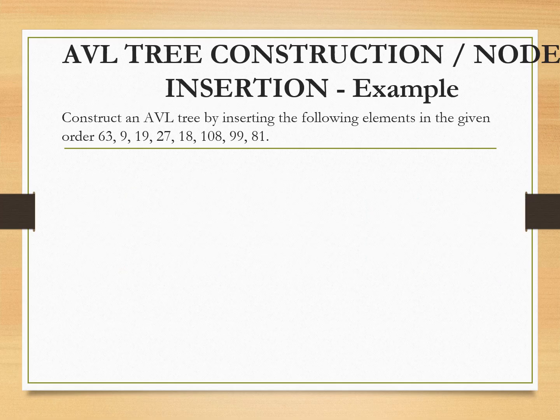So let us construct an AVL tree with the following values. So the first step, 63. Node 63 is created. Obviously it is balanced. And then 9 has to be inserted. Since 9 is less than 63, it is inserted to the left. So find the balancing factor. For 9 it is 0. For 63 it is 1 minus 0. So 1.